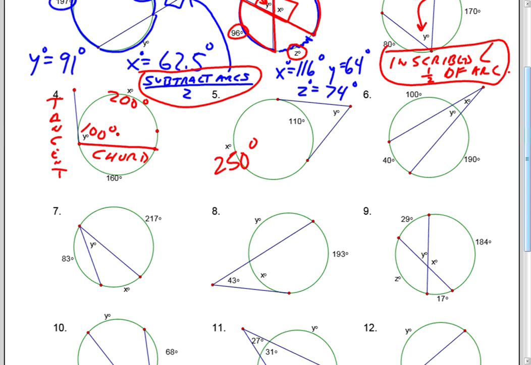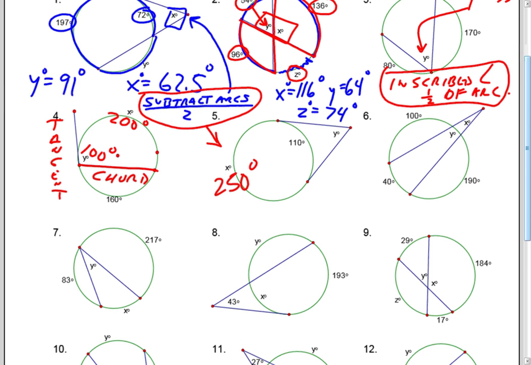What's the rule when I have two tangents and I'm dealing with angles and arcs? This is the same rule as this one. If it's any combination of tangents and secants, when we're dealing with angles and arcs, you're going to subtract arcs, divide by 2. That means that y is 70? Yes.